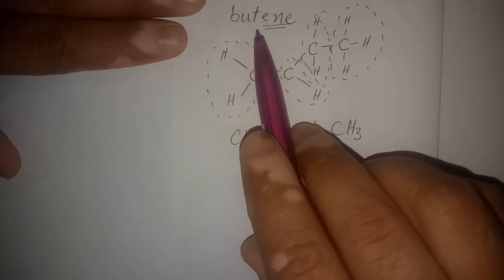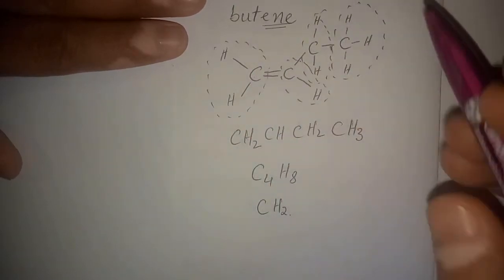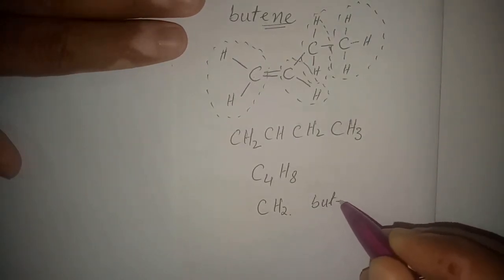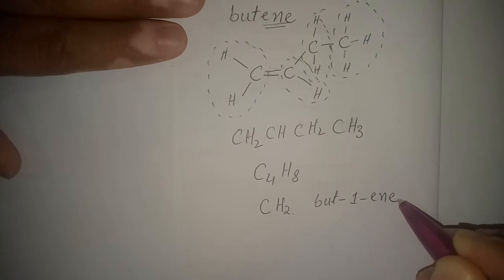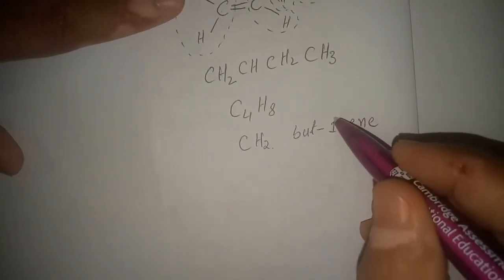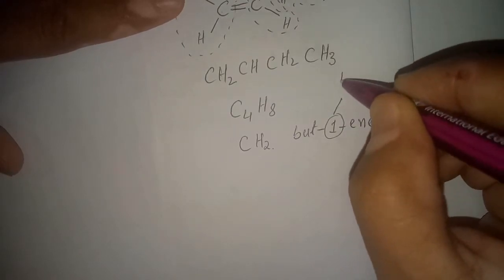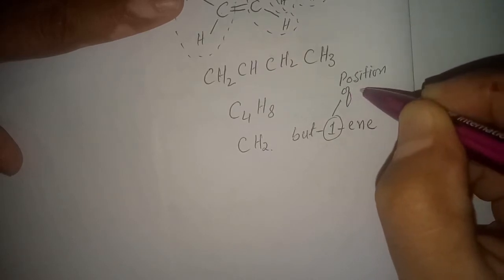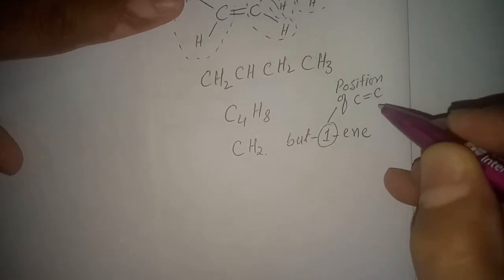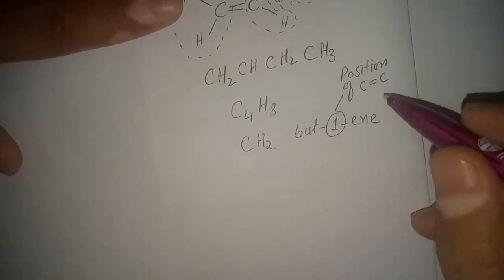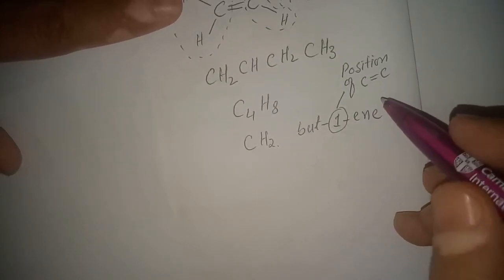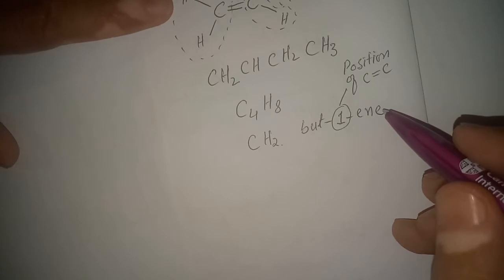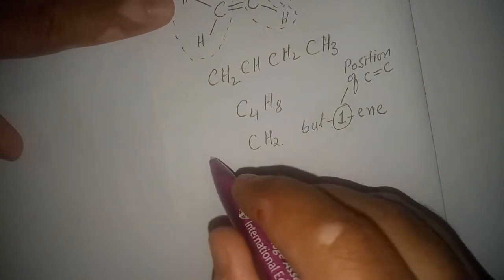So either it is written as butene, or it may be written as but-1-ene. So both are correct. This 1 indicates the position of the carbon to carbon double bond. This is the position of the carbon to carbon double covalent bond. So we must mention the position. If the position is not mentioned, it means the double bond starts at carbon number 1.